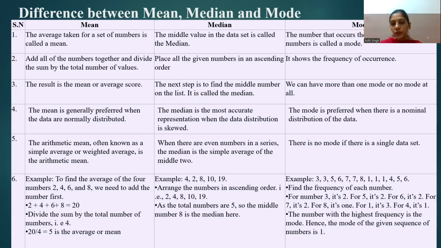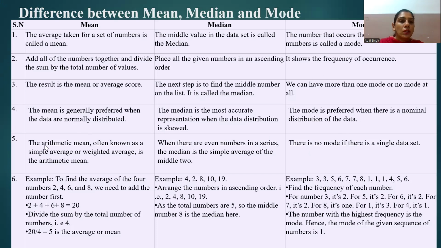In a nominal distribution of data, the values of mean, median, and mode are basically equal. So this is a systematic plot of data around the mean value. Okay, so when data is nominally distributed, then we can preferably apply mode on that data.